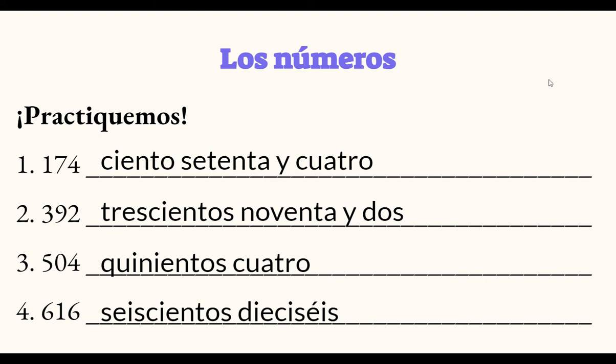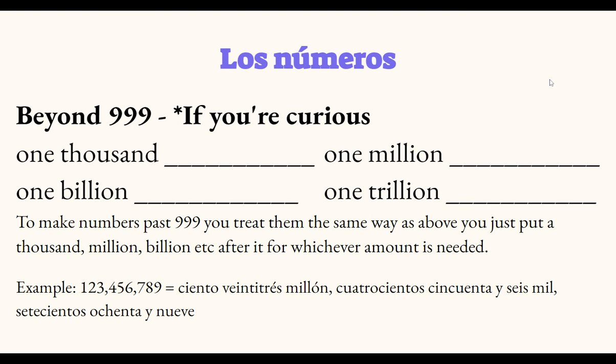The next numbers I just want you to be aware of. You're not going to be tested over. But if you want to make numbers larger than 1,000, you simply follow the same model and you just add those new ones in front of there. So 1,000 is mil, 1,000,000 millón, 1,000,000,000 billón, 1,000,000,000,000 trillón. So to take numbers past 999, you treat them the same way as above. You just put 1,000, million, billion, etc. after whichever amount is needed.